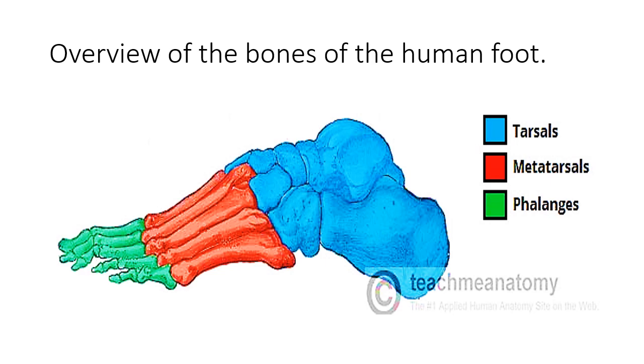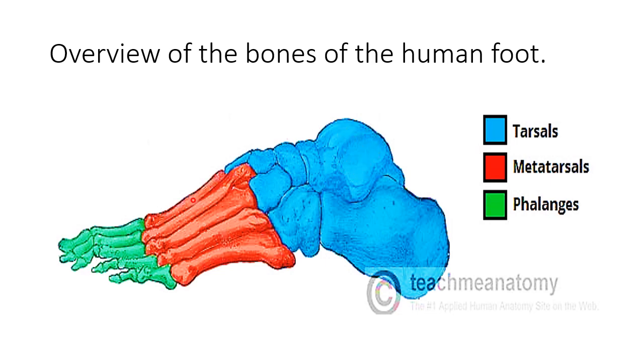Now it can be divided into three groups. The first group is called the tarsals, and that's in blue. Those tarsal bones are a set of seven irregular shaped bones. They are situated proximally in the foot in the ankle region, so they will share in the formation of the ankle joint, in particular the talus.